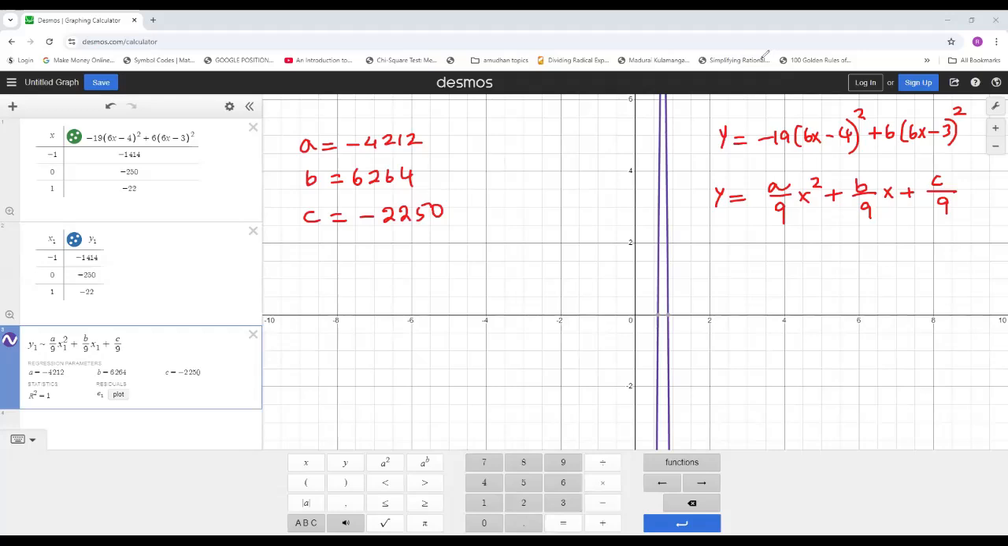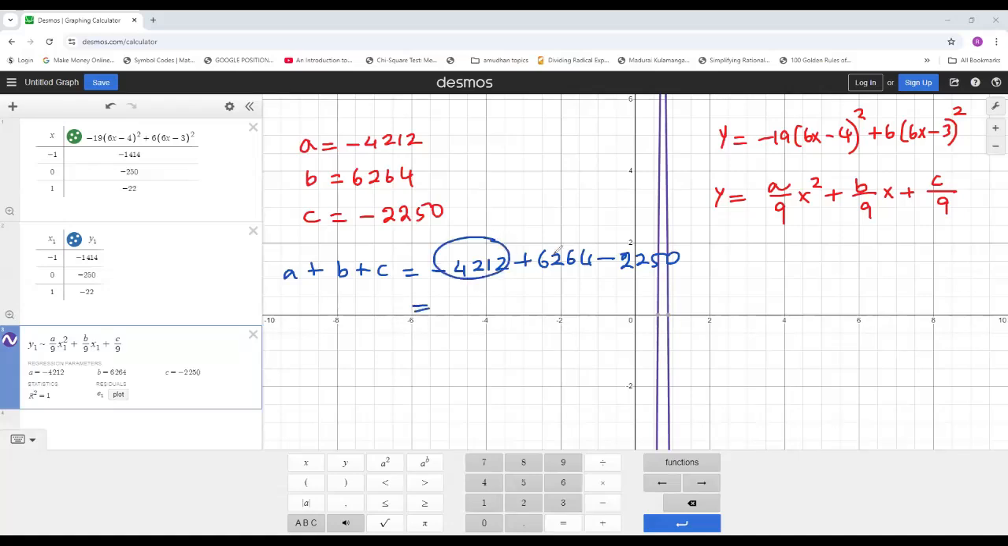Okay, our aim is to get the value of a positive b positive c. That is, I have to add a, b, and c. So now I can plug in for a, I can plug in negative 4,212. Positive. For b, I have to plug in 6,264. For c, I have to plug in negative 2,250.